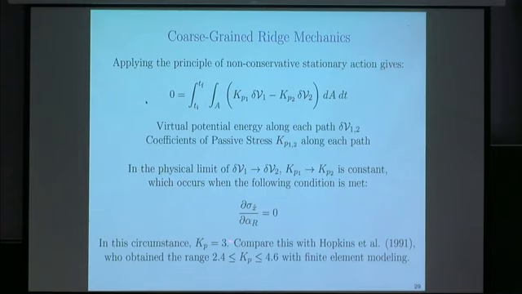So this is Kp is this. Hopkins came up with values between 2.4 and 4.6 for finite element modelling. Completely analytically, we come up with a value within that range.